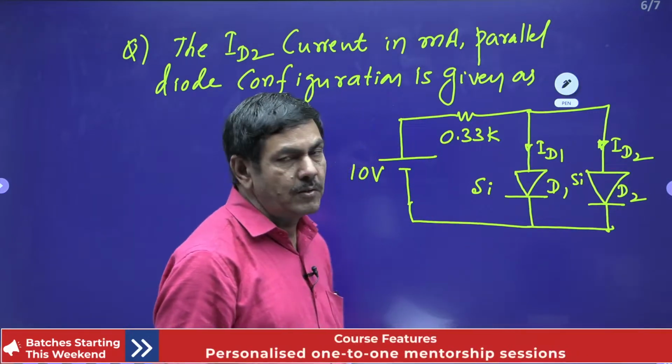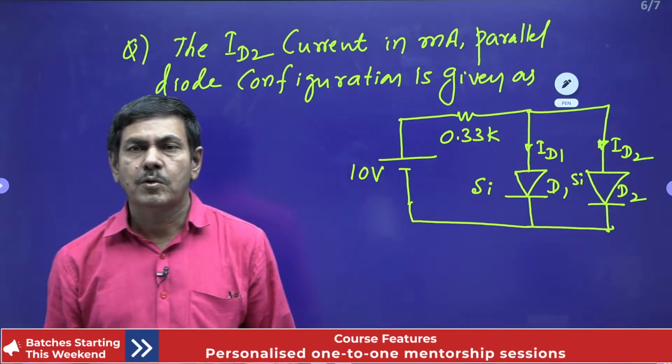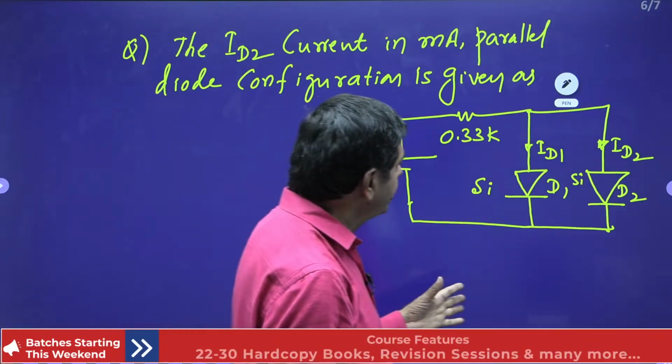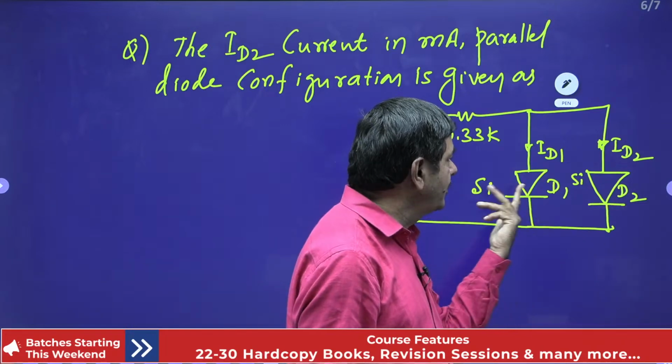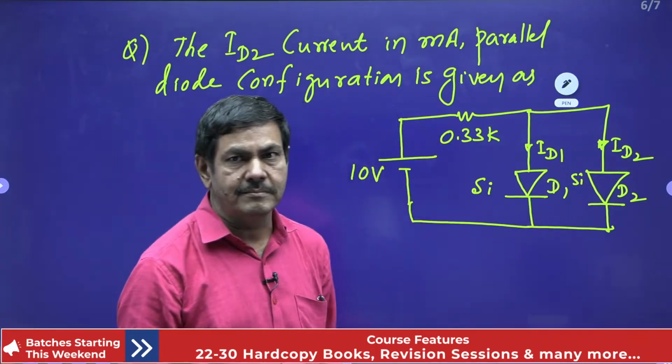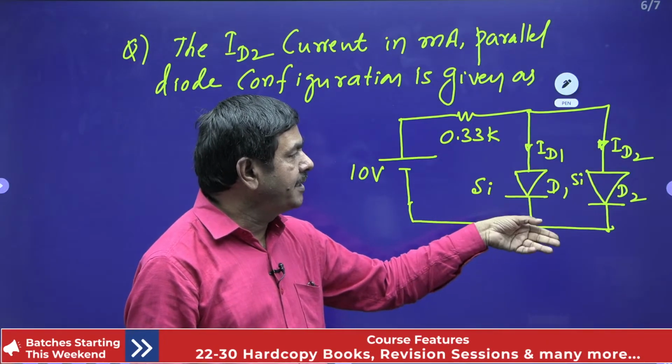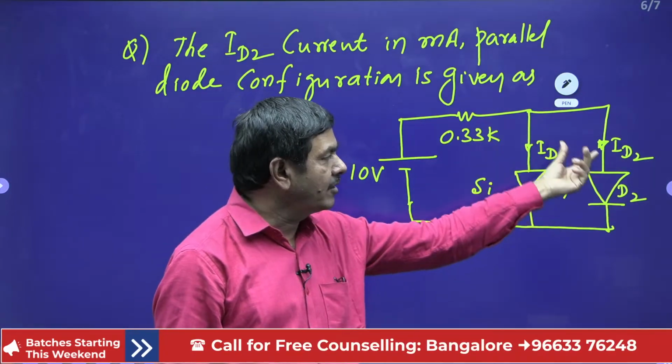Both are silicon, no doubt. Both are silicon means they are not connected by any resistors. Both will be on, only possible here. And also the two diodes are made up of silicon, which means the current across D1 and the current across D2 will be the same.